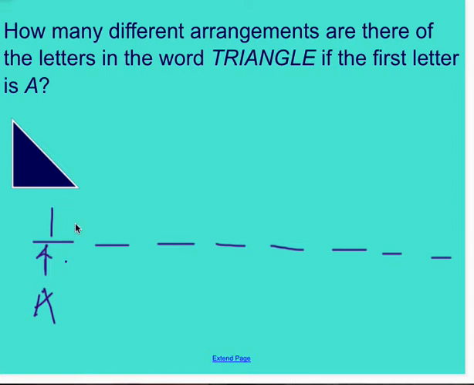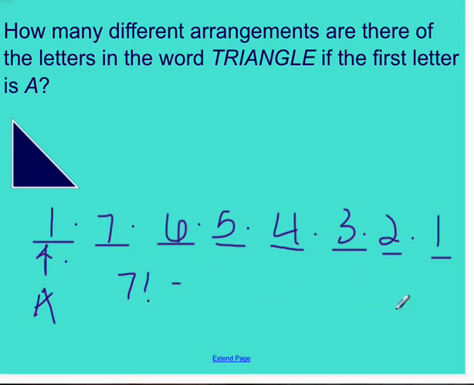So then when we go to this next one, we only have 7 choices because we know that first one is an A. So we have 7 times 6 times 5 times 4 times 3 times 2 times 1. And when you multiply all of that out, it's basically the same as 7 factorial, which is 5,040 ways. So 5,040 ways that we can do the word triangle if the first letter has to be A.